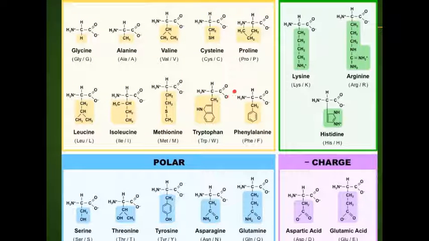As we can see here, we can classify them as non-polar and polar, and then the ones with the positive charge, and then the ones with the negative charge. These are the different amino acids which are found in our body. Glycine, alanine, valine, cysteine, proline, leucine, isoleucine, methionine, tryptophan, phenylalanine are all non-polar. Then we have polar amino acids, that is serine, threonine, tyrosine, asparagine, glutamine, right? Aspartic acid, glutamic acid will have negative charge. Lysine, arginine, histidine will have a positive charge.